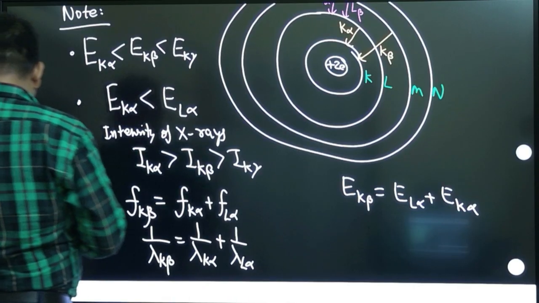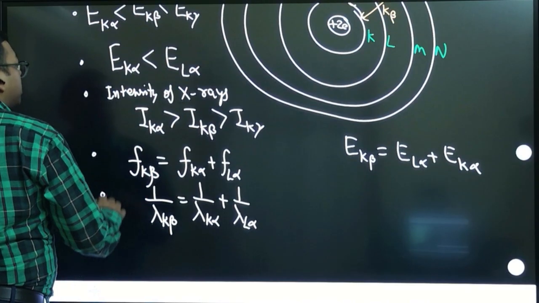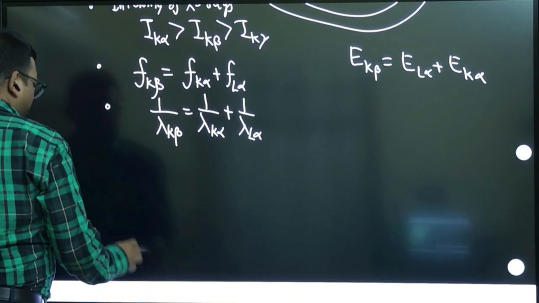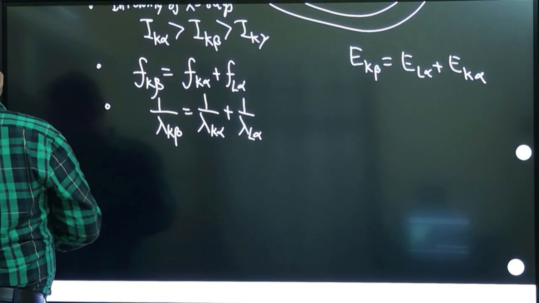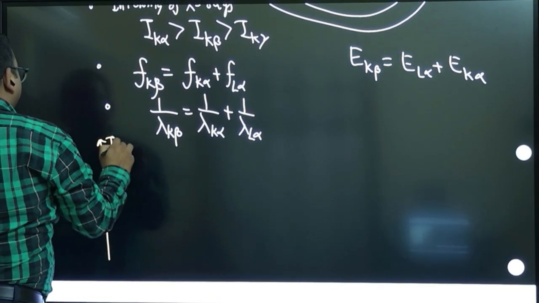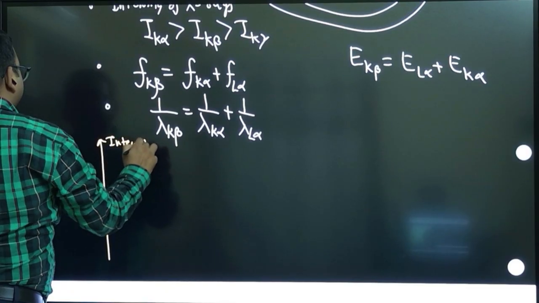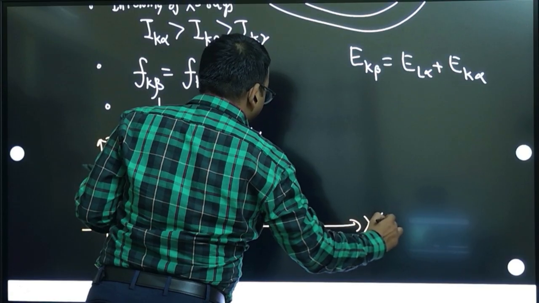These calculations can be done anyway. That's not a big deal. Then next is this intensity graph. If you see in characteristic X-rays, the intensity graph versus the wavelength in angstrom.